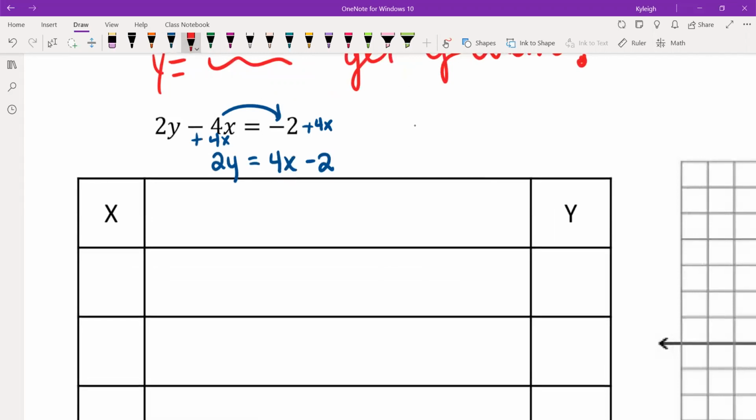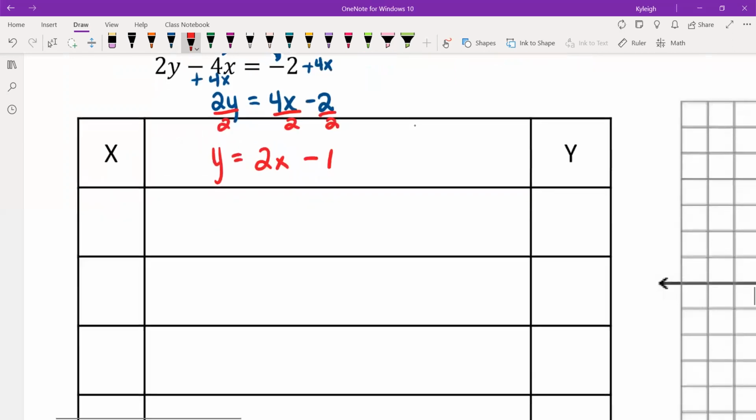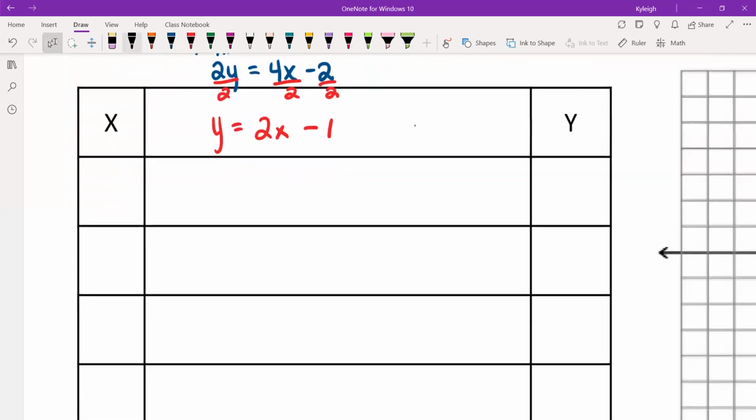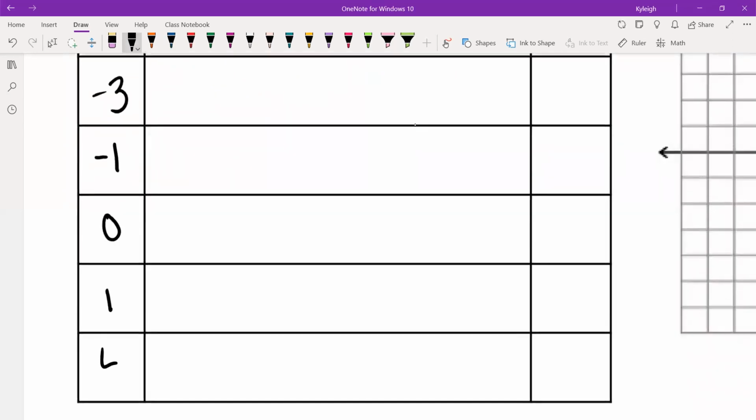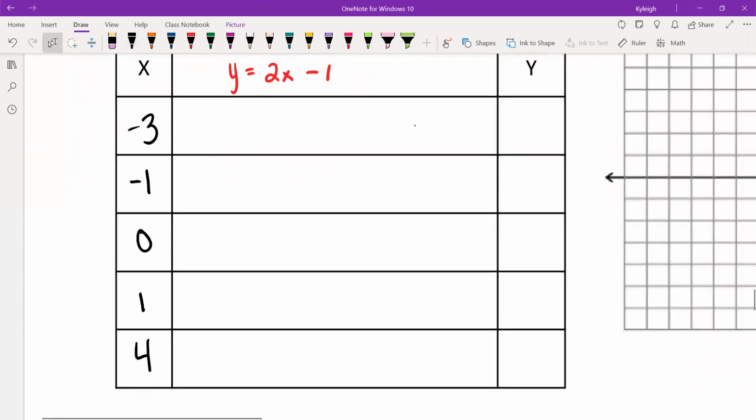And then 2y is still not the same thing as y. So we get rid of that 2 by dividing everything by 2. So our equation is y equals 4 divided by 2 is 2x. 2 divided by 2 is 1. So now our equation is y equals 2x minus 1. And that's what we're plugging in. I'm just going to use the same numbers I did before: -3, -1, 0, 1, and 4. To be honest, I just used the same 5 numbers.